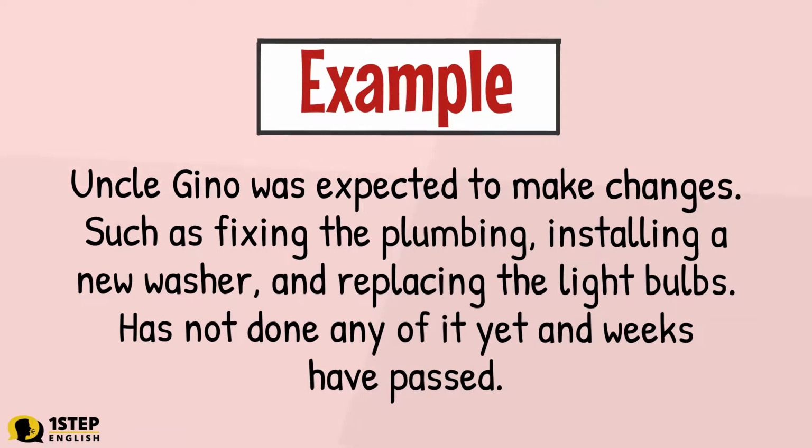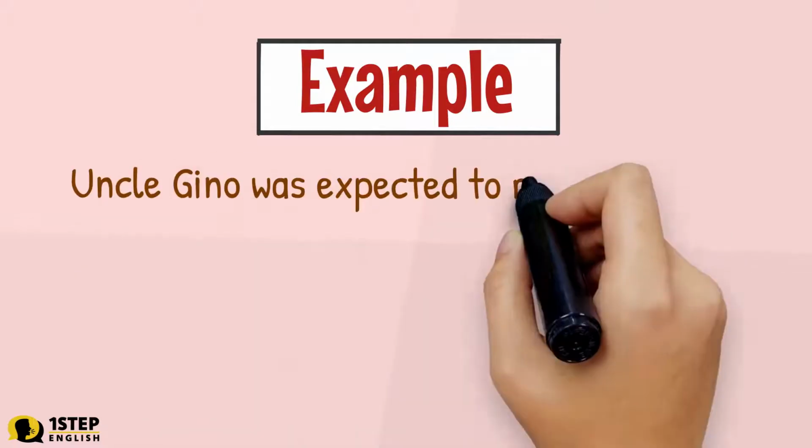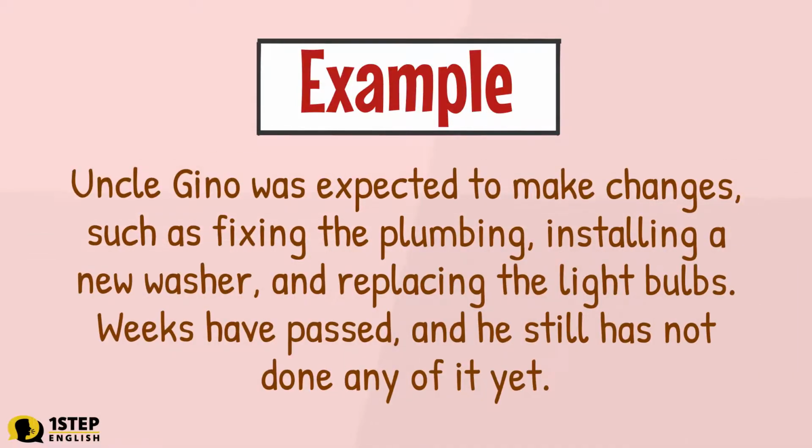For example, Uncle Gino was expected to make changes, such as fixing the plumbing, installing a new washer, and replacing the light bulbs. Has not done any of it yet and weeks have passed. Since the sentences are unclear, you need to rewrite it. Uncle Gino was expected to make changes, such as fixing the plumbing, installing a new washer, and replacing the light bulbs. Weeks have passed, and he still has not done any of it yet.